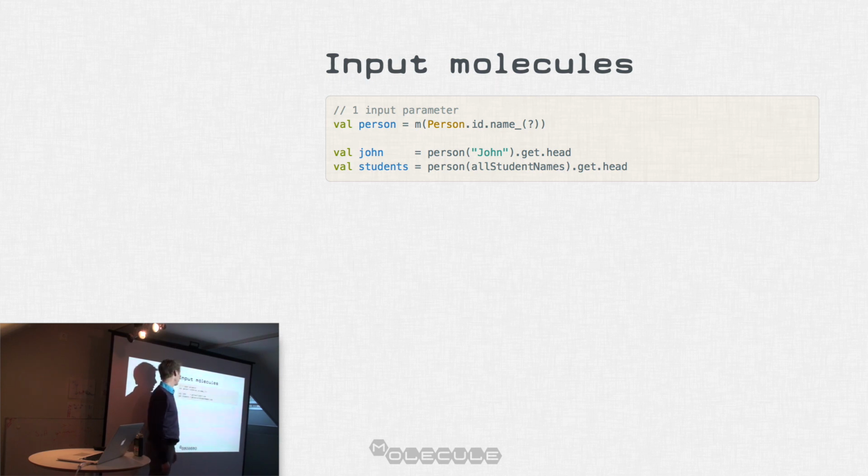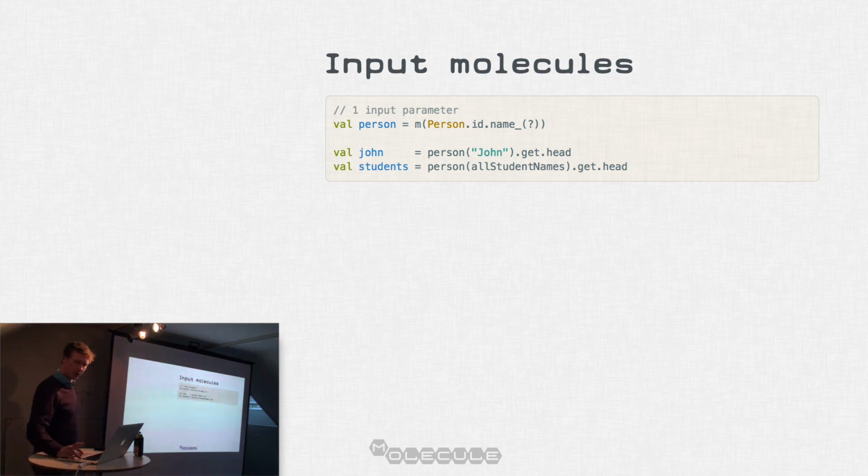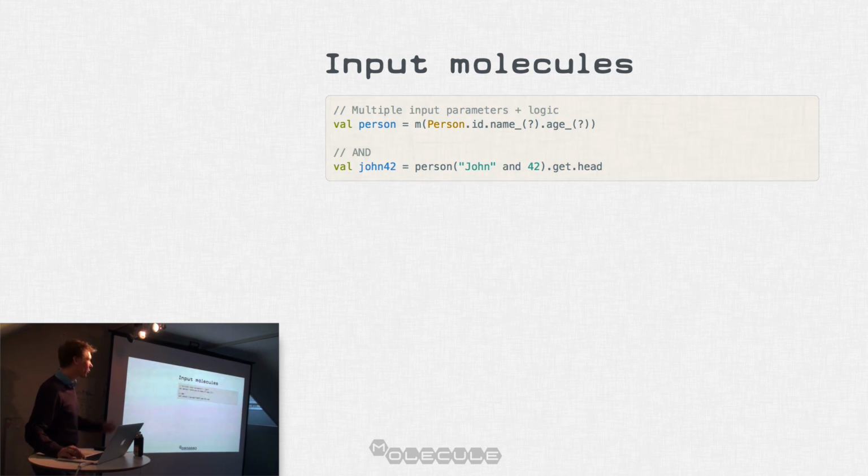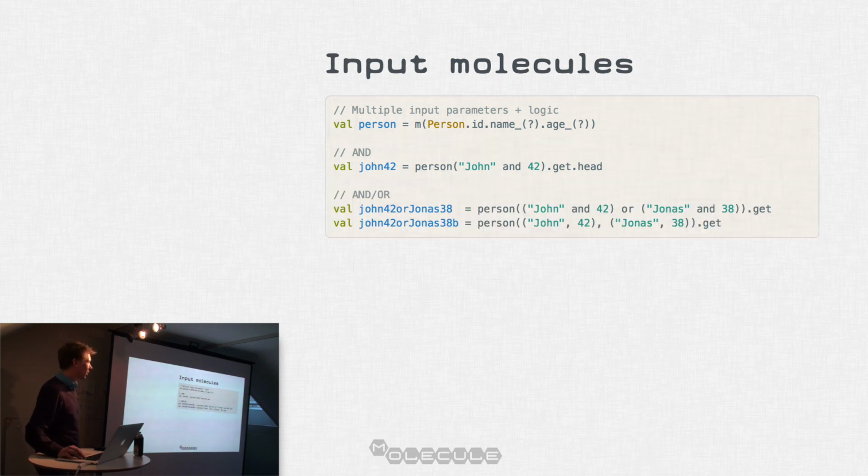So that's another way of modularizing your code. You could have a person finder molecule that you can reuse whenever you need to find someone. So you don't have to write all the attributes that you want to have. It's just a convenience way. And you can have multiple, I have up to 3, because you can even do logic like: you want to find all Johns that are 42 years old, or Jonases that are 38. So you can apply values and have expressions and all this.